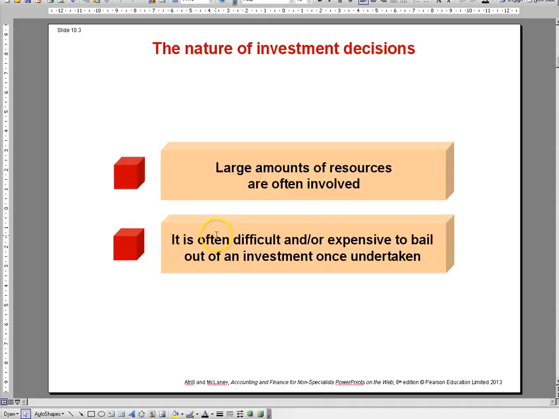So, what is the nature of these decisions? As we've been saying, large amounts of resources are involved, and as it says there, it's often difficult or expensive to reverse that decision. So we're taking irreversible decisions about the future. And clearly this is where we are, as a company, taking a big risk. And we need methods that are going to balance the risk and return.